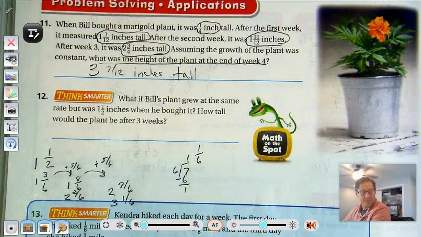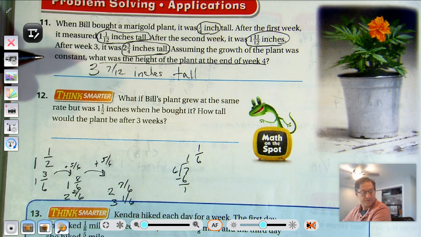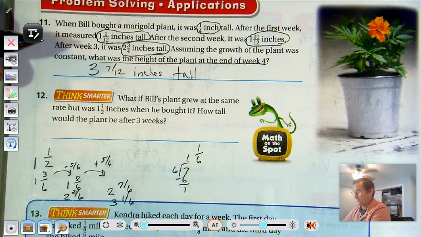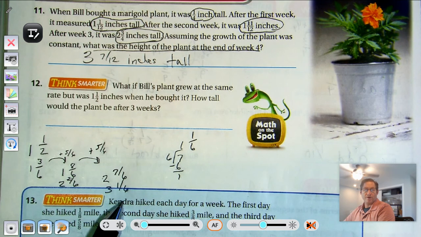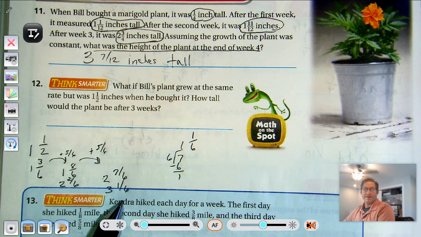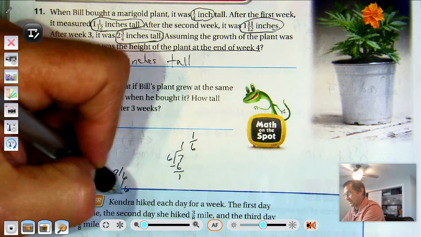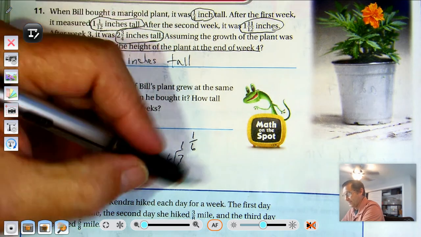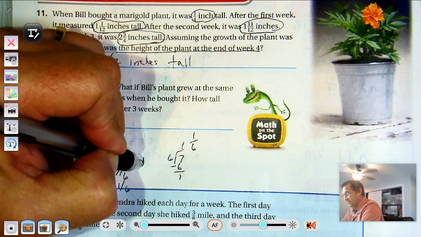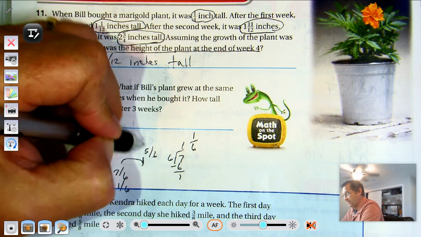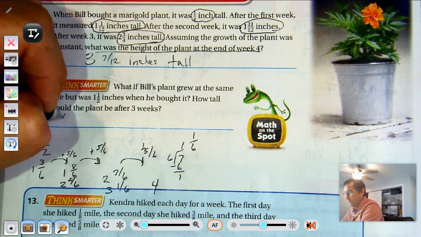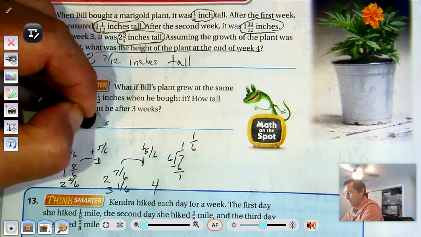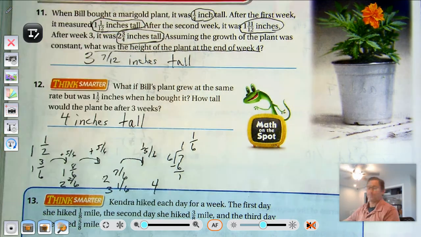How tall would the plant be after 3 weeks? Well, right now we've only gone 2 weeks. So we need to add 5/6 to the 3 1/6. So 3 1/6 plus 5/6. 5/6 plus 1/6 is 6/6, which is 1. So we'd be at 4. So 4 inches tall.